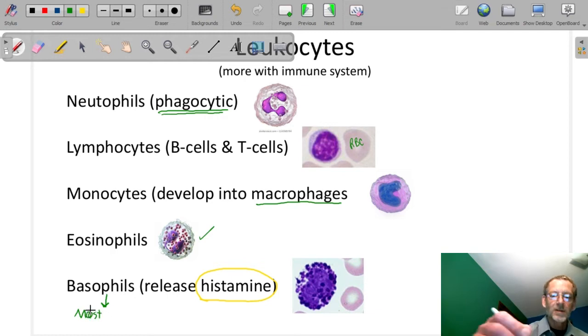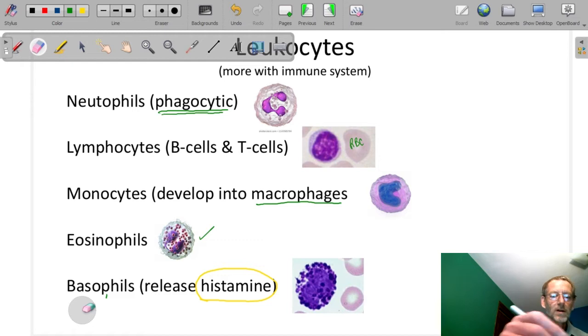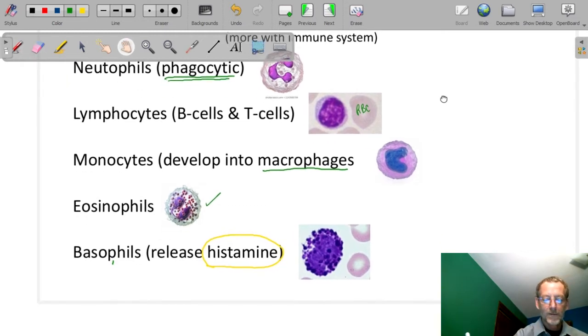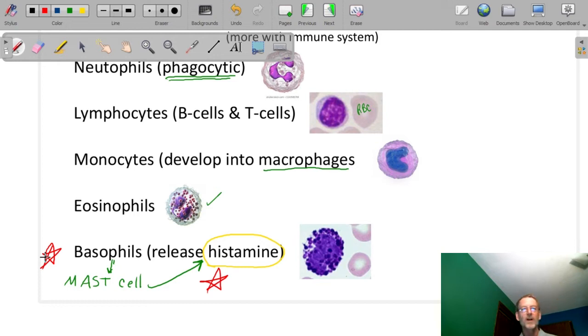Let me start over here. So basophils can develop into mast cells. But both mast cells and basophils release histamine. That's important. You ought to remember that, because we will be doing a fair amount with histamine and the immune system when we get to that.